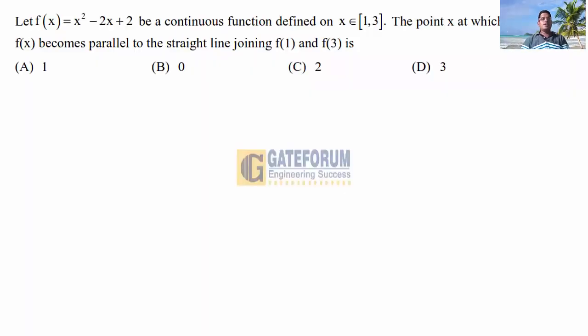The question is, let f(x) = x² − 2x + 2 be a continuous function defined on x belongs to the closed interval [1, 3]. The point x at which the tangent of f(x) becomes parallel to the straight line joining f(1) and f(3) is. Four options A, B, C, D given.